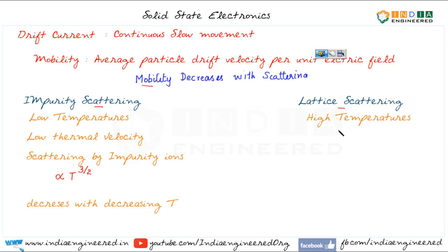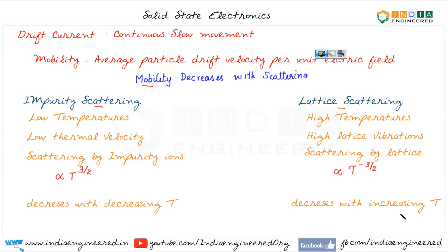Now let's see lattice scattering, and then we will see the comparison between these two. Lattice scattering, as I mentioned, becomes dominant at high temperatures. At high temperatures, there will be high lattice vibrations. So we have particles with high thermal velocity, but the frequency of collisions or scattering events with the lattice increases with high temperatures. So the mobility will decrease at high temperature due to lattice scattering, and it will be proportional to T power minus 3 by 2. The mobility decreases with increasing temperatures at high temperatures due to lattice scattering.